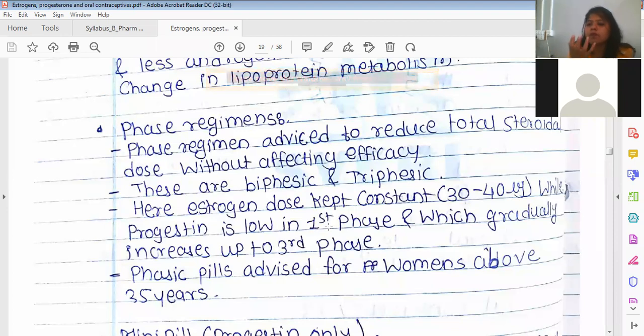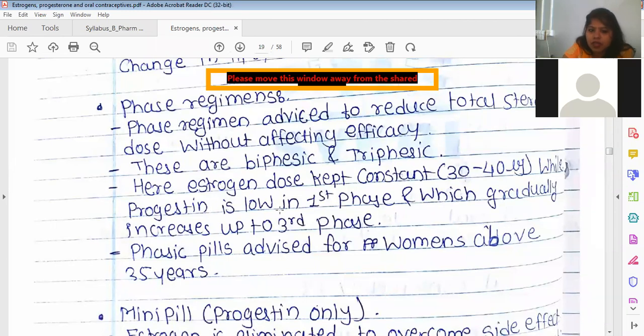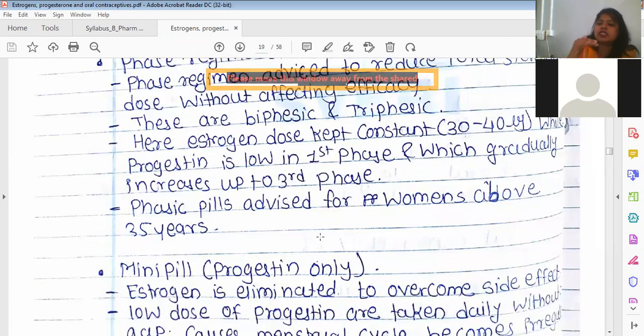Why is it so? Because we take from any section, we do not take the strip. And that strip has variation in its dosage. Did all of you understand? Here the estrogen dose is kept constant, but in the first phase the progesterone is low and it increases up to the third phase. म्हणजे जे दिवस दिले त्याच्यावरती तर त्या डेज मध्ये प्रोजेस्ट्रिनची लेवल वाढवली जाते. Estrogen remains constant for the whole period.